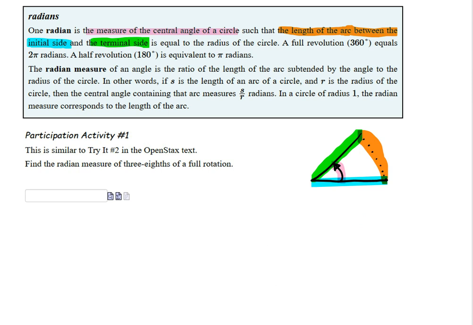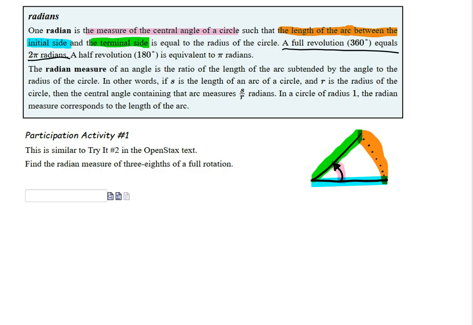Now let's go to that second paragraph. It does say a full rotation is 360 degrees, which is the same thing as 2 pi radians, and of course a half revolution would be 180. Maybe you've been doing 180s out in a parking lot somewhere when the snow is out there, doing donuts.